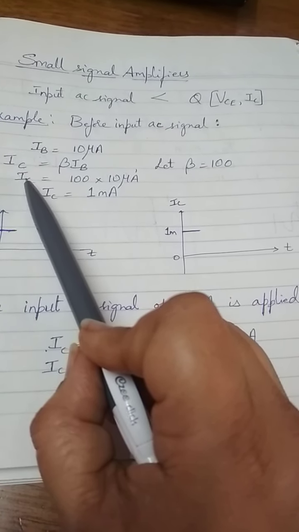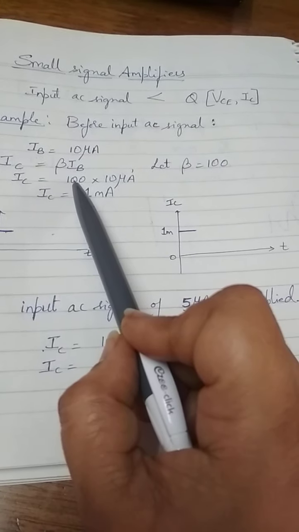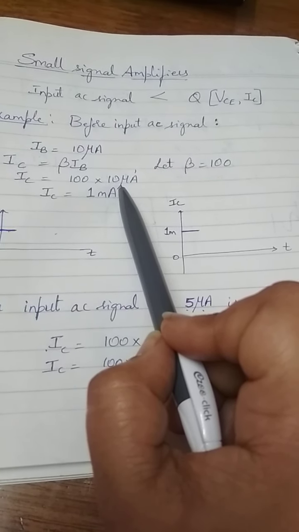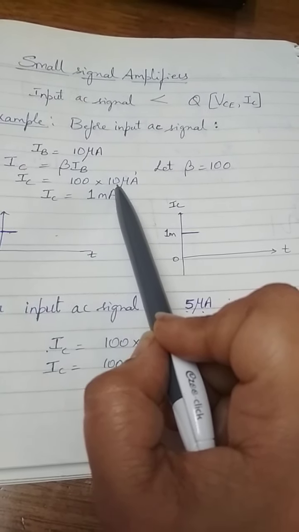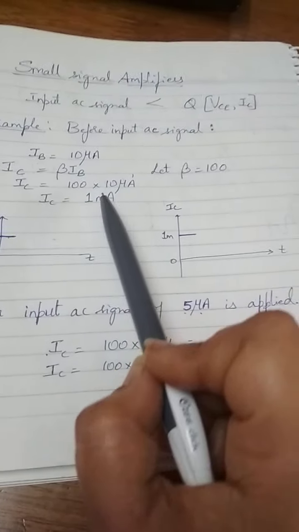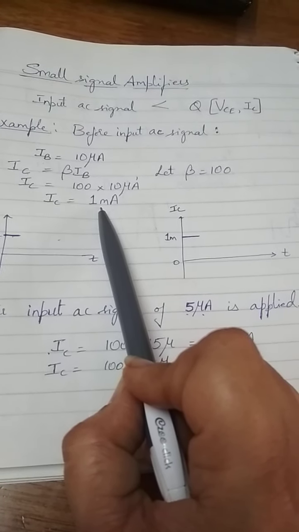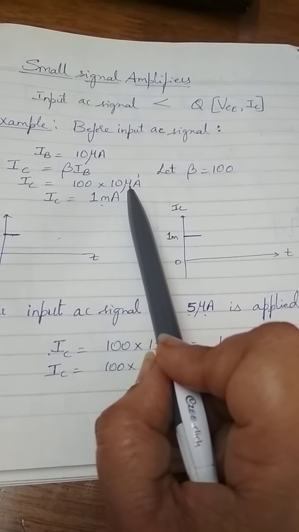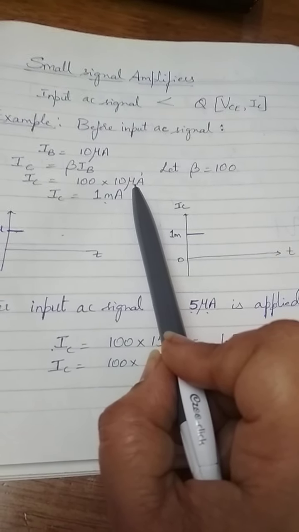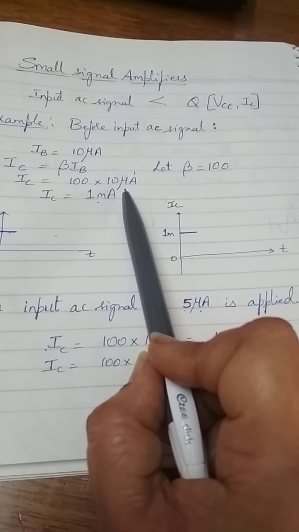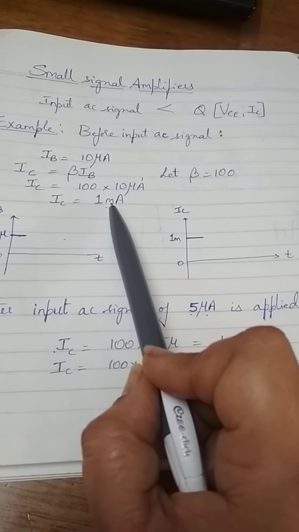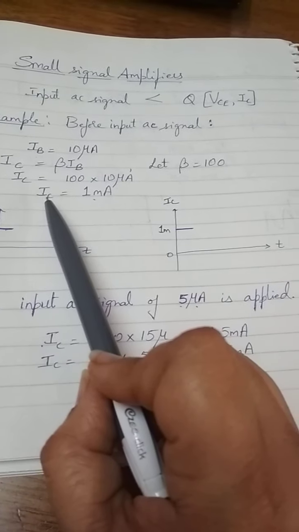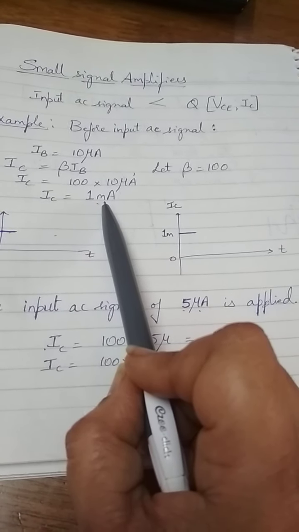Your collector current or the output current will be beta, 100, into IB, 10 micro. So 100 into 10 will be 1000 micro. 1000 micro can be written as milli. Micro means 10 to the power of minus 6. 1000 into 10 to the power minus 6 can be written as milli. Milli means 10 to the power minus 3. So collector current IC is 1 milliampere.